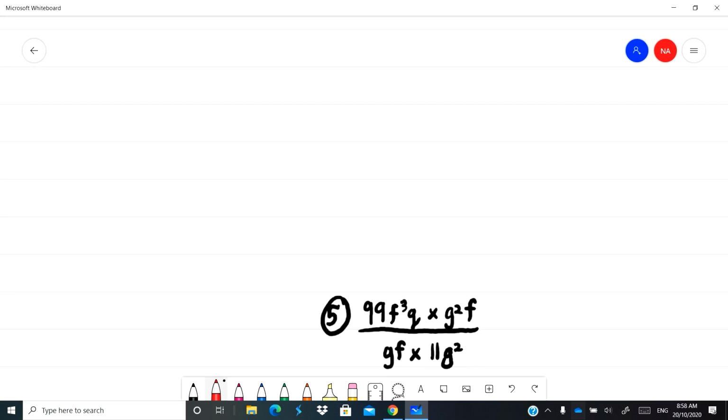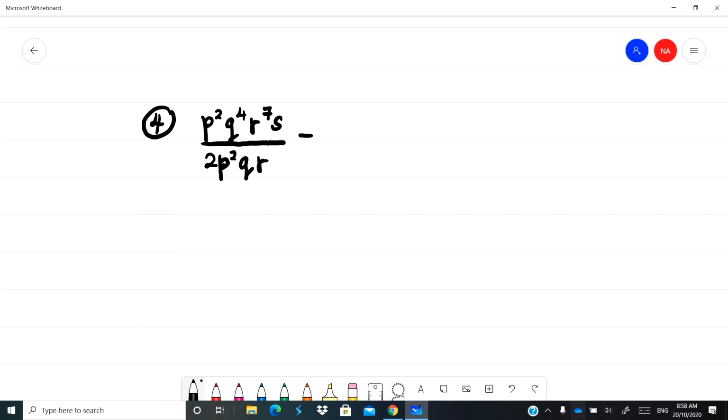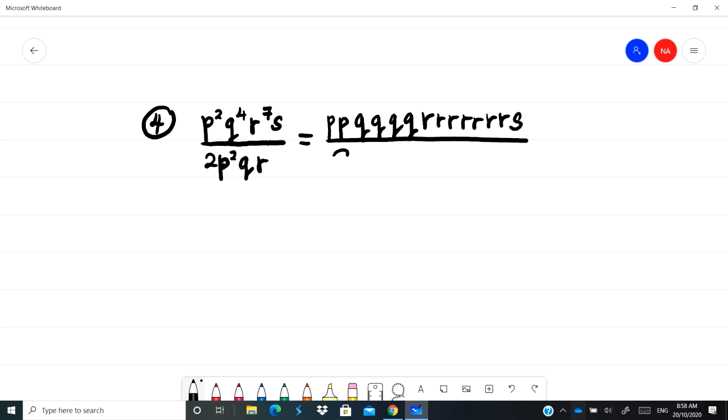Okay, so let's look at number 4. We have this. Alright, so now, if you want to expand, expand. So, P to the power of 2. P. Q to the power 4. Q. R ada 7 kali. Oh, jenuh nak tulis kan? Tak apa. Tulislah awal-awal ni. 5, 6, 7. Okay, now S. Right, per S. So, everything is divided by 2.